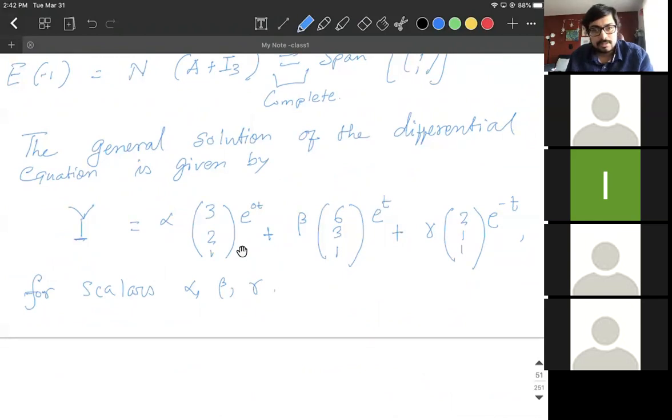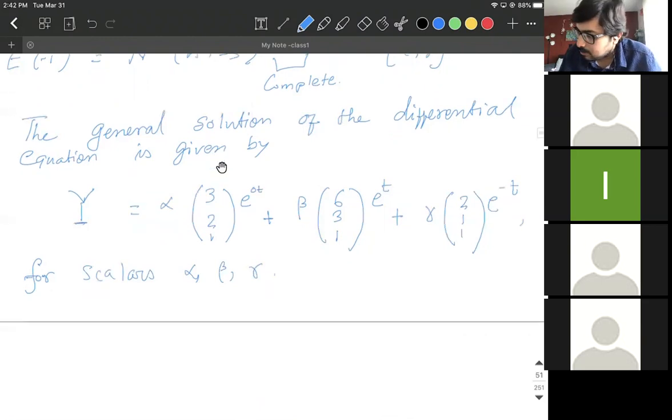Okay, so is this clear how I went about it? If you look at the lecture notes, you will see exactly this is what's going on. We find eigenvectors and eigenvalues corresponding to the matrix A, and then find the general solution by adding each solution. So alpha times 3, 2, 1 e to the 0t, this is one solution. Beta times 6, 3, 1 e to the t, another, and the third one is gamma times 2, 1, 1 times e to the minus t. And then we add this up with the scalars alpha, beta, and gamma. So different values of alpha, beta, and gamma will give you different solutions.